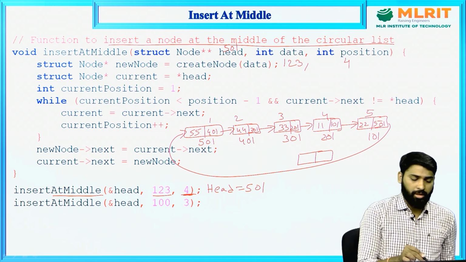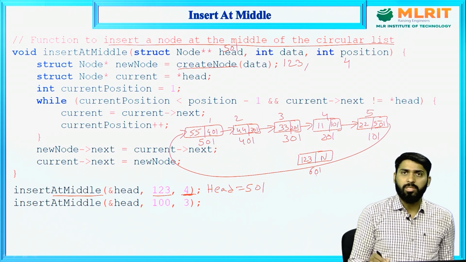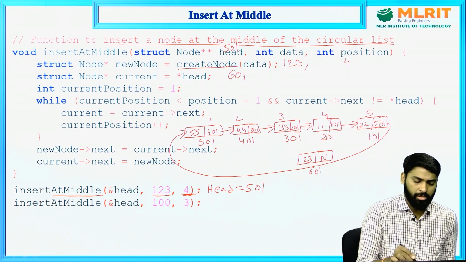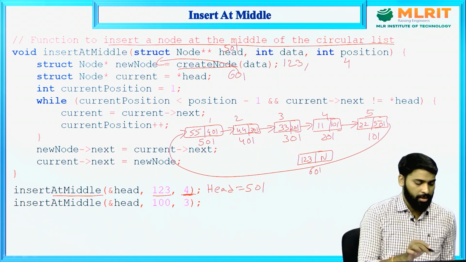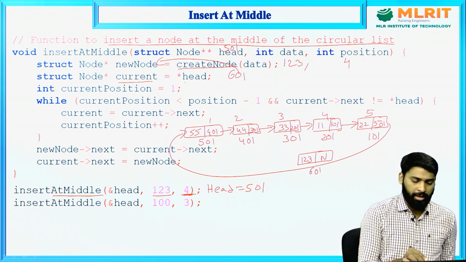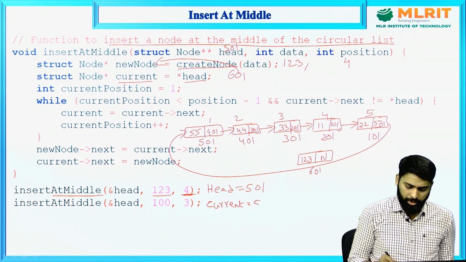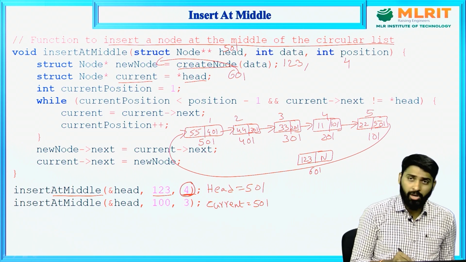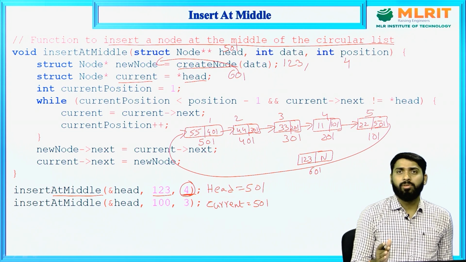Now the create node function creates one new node. So let us assume this is the new node. Address is 601, the data is 1, 2, 3 and next is null. Now this 601 is returned to the called function and stored in new node. Now what is the new node? 601. And here we are taking one current. So current equals to head. What is the current? Current equals to 501.